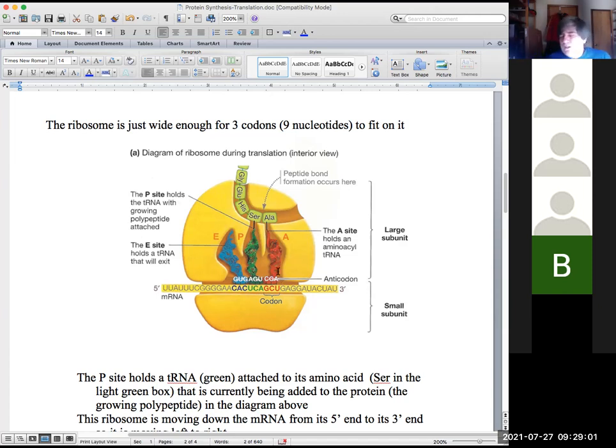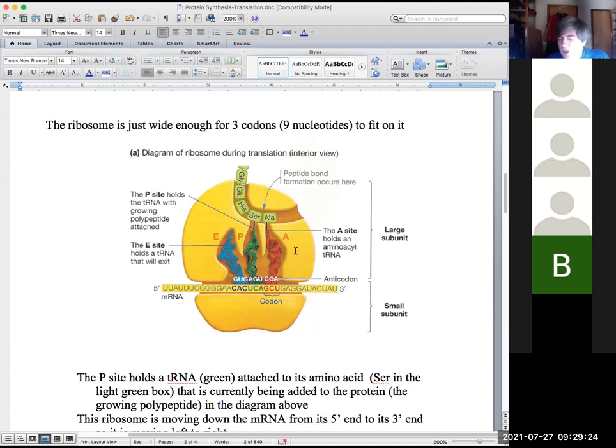So the middle site is where we're adding an amino acid right now. The left side is where the transfer RNA is getting ready to leave because its amino acid is already part of the protein. And the right site, the A site, is the next transfer RNA that will add the next amino acid.